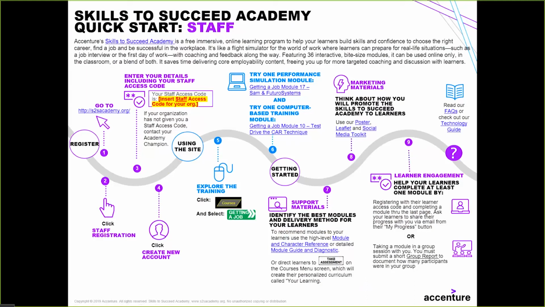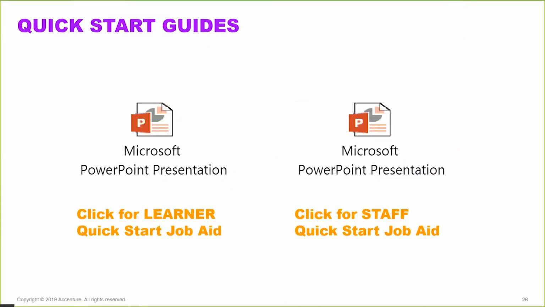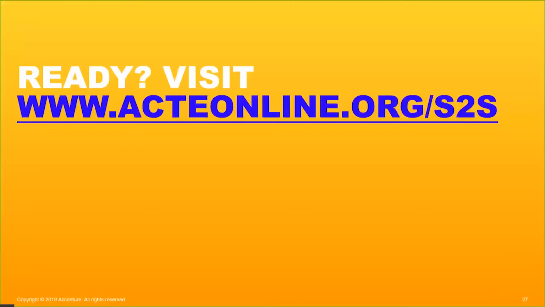And, in your role, we ask that you help your learners complete at least one module by either registering, using that learner access code and completing one module through to the very last page, and asking learners to share their progress with you. Or if you're doing a group session, you'll complete the group report. And if you need any help or support, we have a lot of materials on the site, as well as the help desk that you can reach out to. So again, these are really great resources to help you make a quick start.